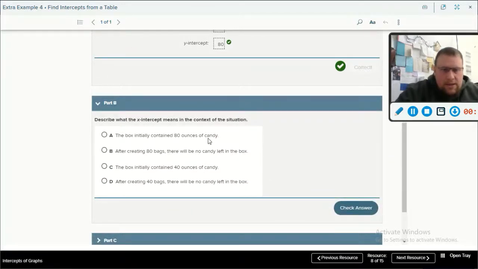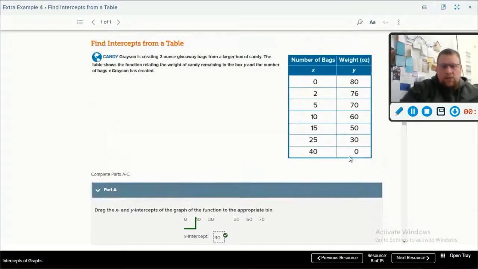Let's look at part B. Describe what the x-intercept means. Okay, it's where y is 0. x is the number of bags. What does it say? Grayson is creating 2-ounce giveaway bags from a larger box of candy. So we've got this box of candy. We're making little 2-ounce bags from it, right? Packing little Halloween bags. The table shows the function relating the weight of the candy remaining in the box, y, and the number of bags Grayson has created.